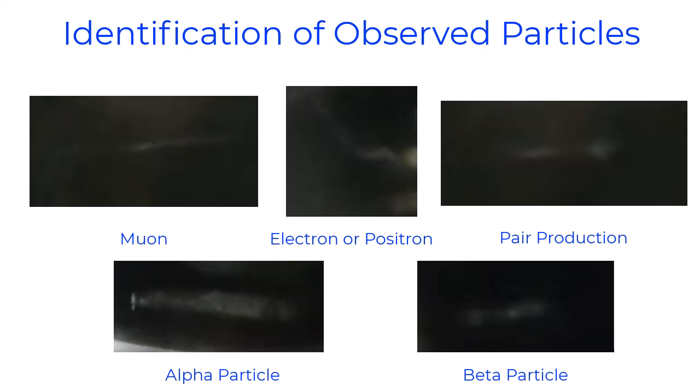Muons leave long straight trails because of their high velocity. Electrons or positrons leave curly trails because of their charge and low mass. A pair production happens when a trail splits into two trails. An alpha particle leaves thick trails because of its high mass and high ionizing power. A beta particle leaves small trails because of its low lifetime.